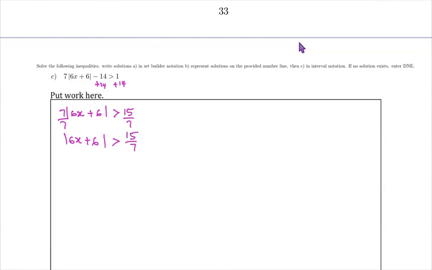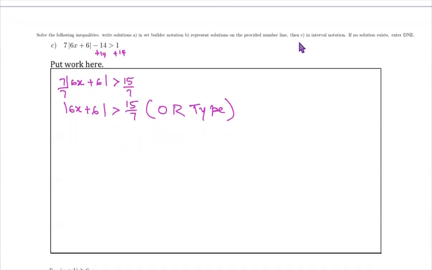So that is an OR type. Because you have a greater than, it will be an OR type. If it's less than, it will be an AND type. So the two inequalities will be 6x plus 6 greater than 15 over 7, or 6x plus 6 less than negative 15 over 7.